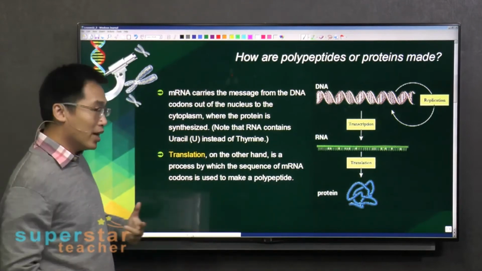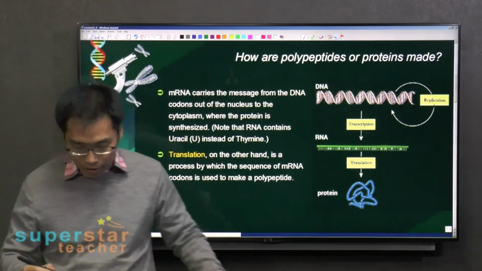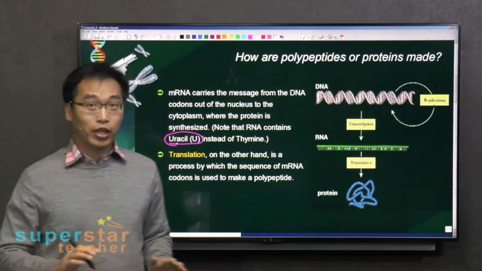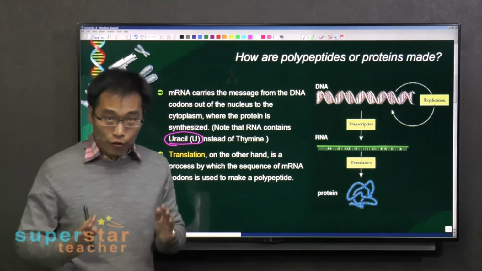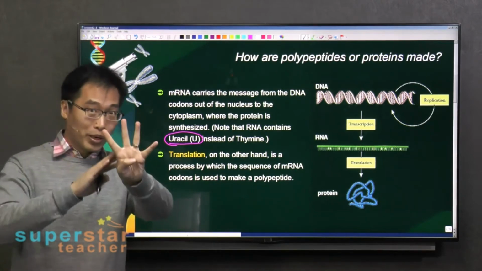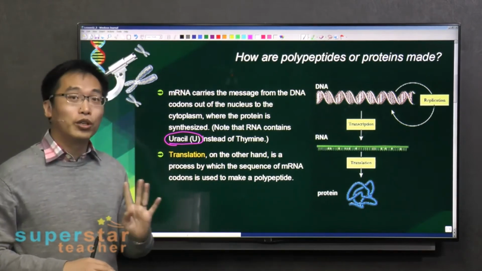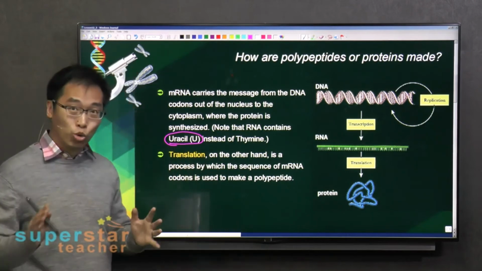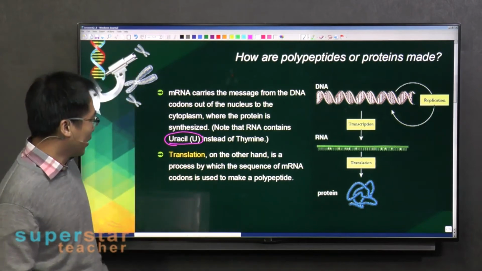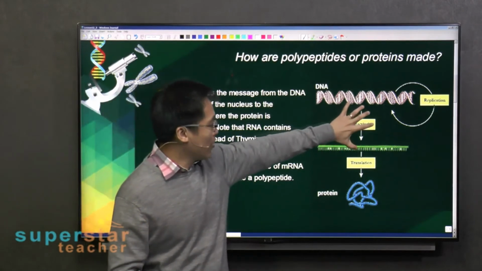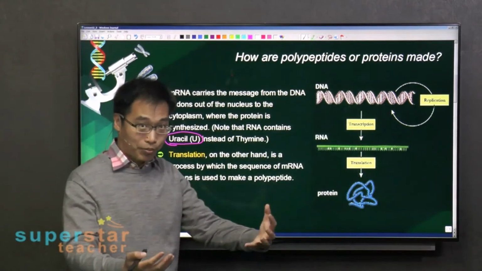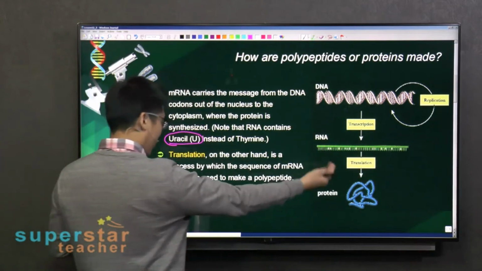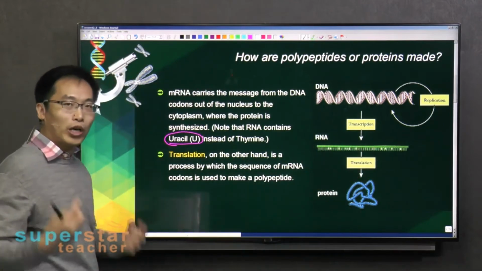Translation. Remember, we've mentioned a few times that RNA contains uracil instead of thymine. That's the only difference. There are 4 bases, and the other 3 are the same. The only difference is there's no T, no thymine, in RNA, but instead it's a U, for uracil. So we've talked about transcription. Translation is the second half, where this sequence of RNA, or mRNA, is used to make a polypeptide.